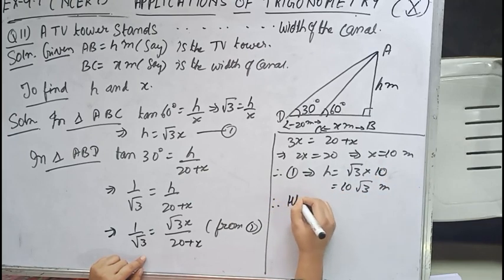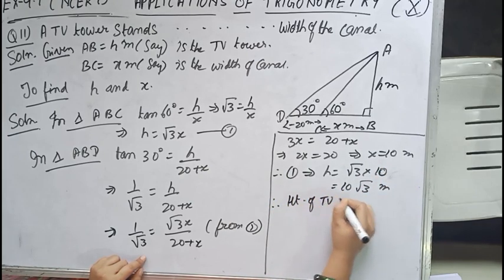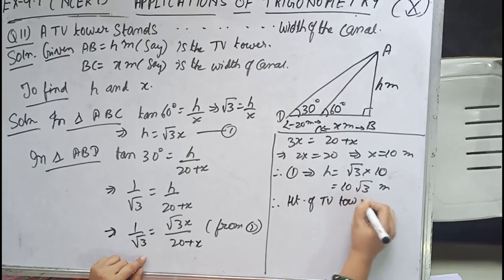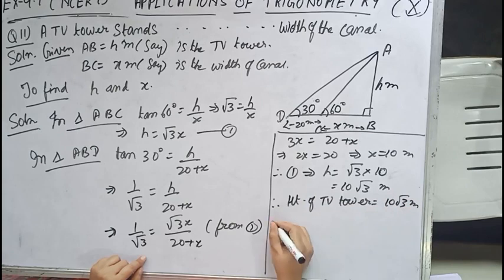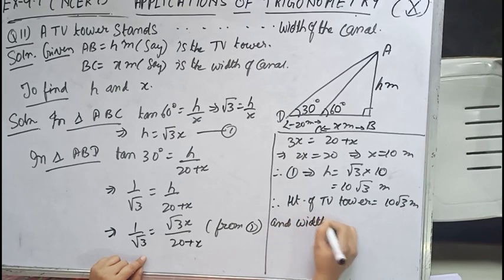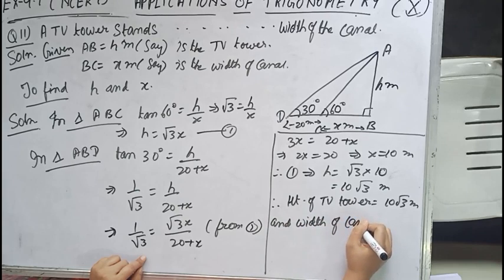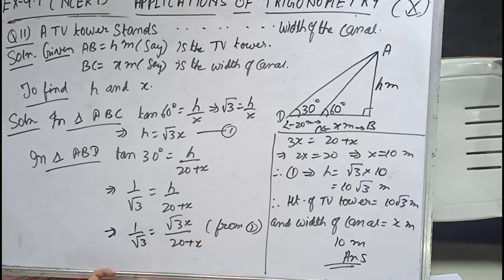Therefore height of TV tower equals 10 root 3 meter, and width of canal equals x value, which is 10 meter, and this is the answer. This sum is also another very easy sum. Now let us see question number 12.